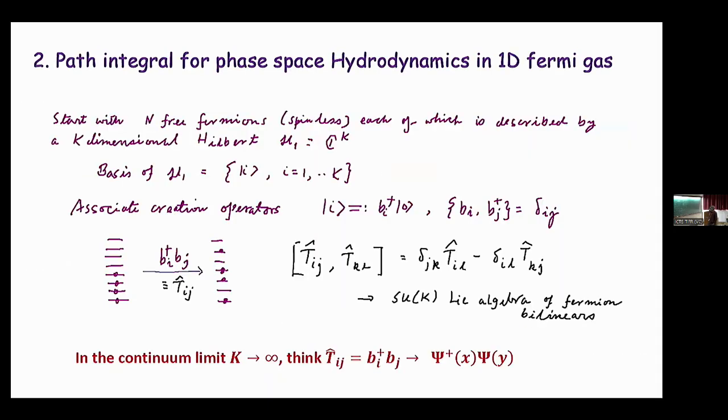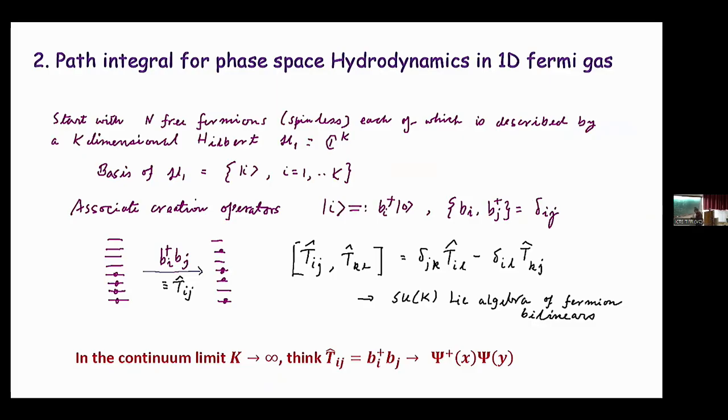Now using these things, I'm going to just say how the path integral can be derived. The basic idea is that I'm going to represent the n particle Hilbert space in terms of coherent states of a group. The group in this case is the W infinity group, and there is a well-known way of setting up path integrals in terms of coherent states. That's what I'm going to use.